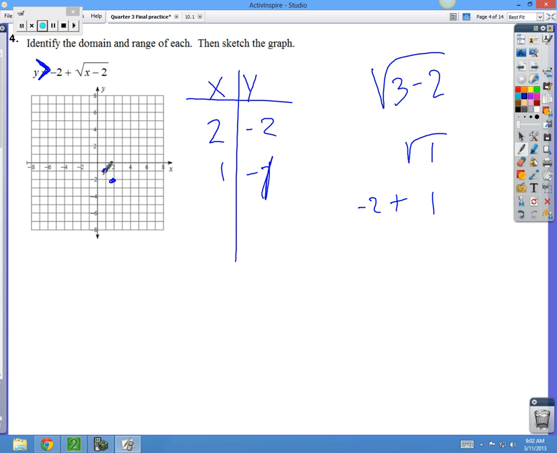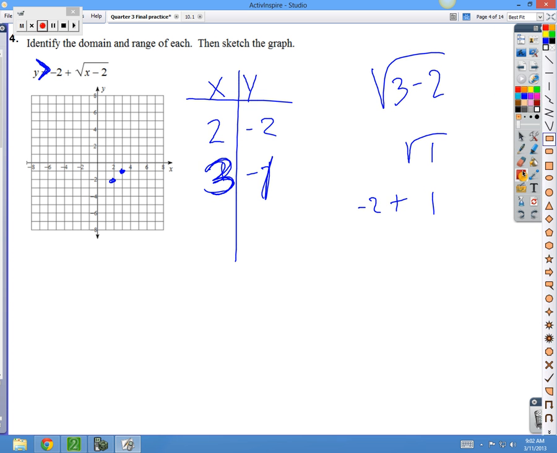Hold on, did we mess up? We didn't plug in a 1, we plugged in a 3. So I gotta take that dot away. And I gotta put a new dot right here. So over 3 and down. Well, there we go. Okay, what are you gonna plug in after 3?